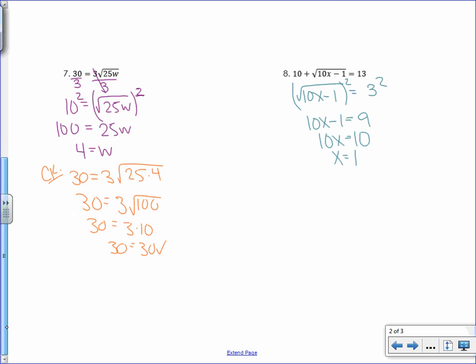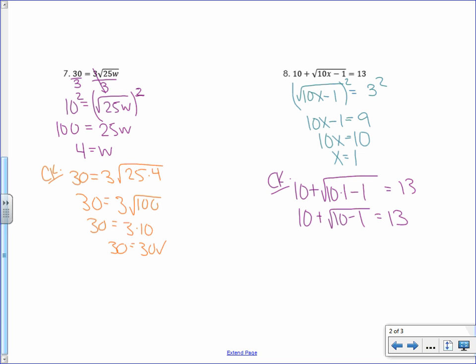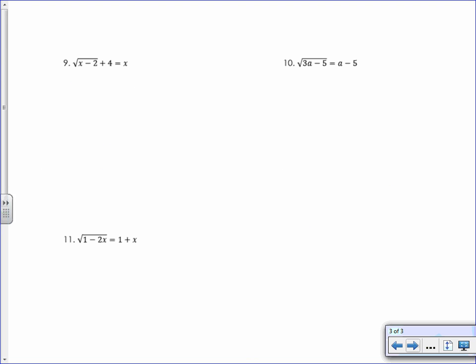Now let's check. Let me get some more space. There we go. We check in the original, so I get 10 plus the square root of 10 times 1 minus 1 equals 13. That's just, well, 10 times 1 is just 10. And that becomes the square root of 9. And the square root of 9 is 3. So I get 13 equals 13. Woohoo! Is that it? Awesome. On to the last. Woo!